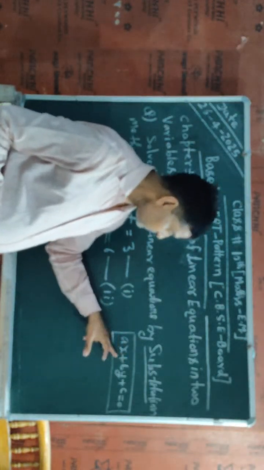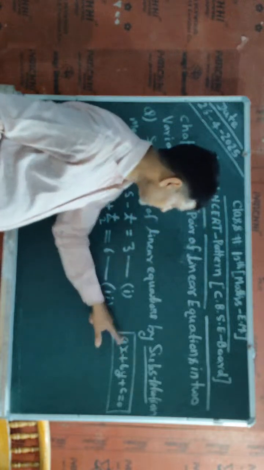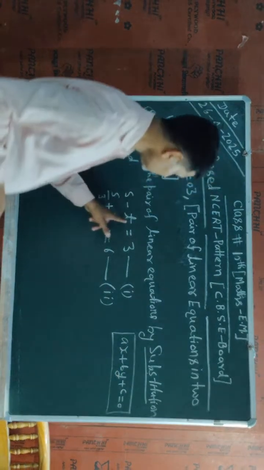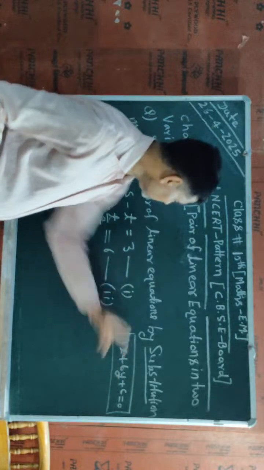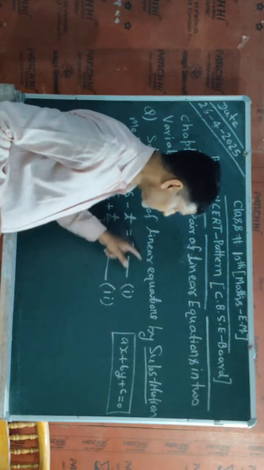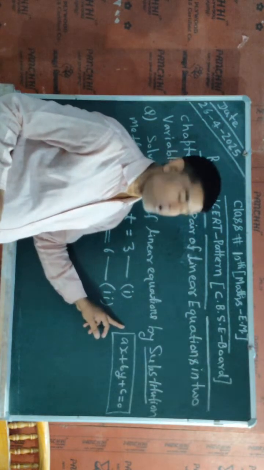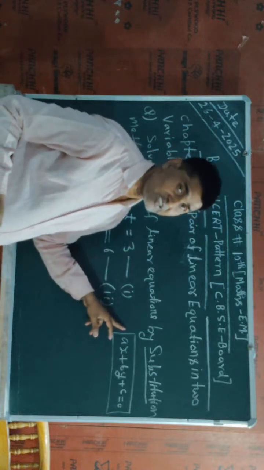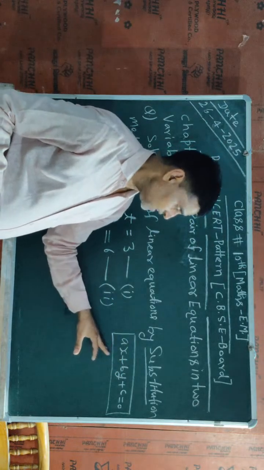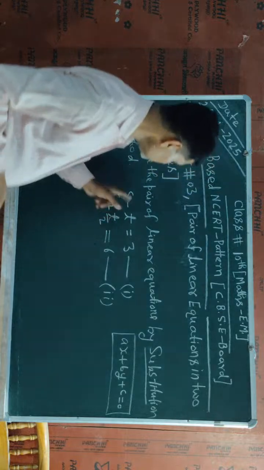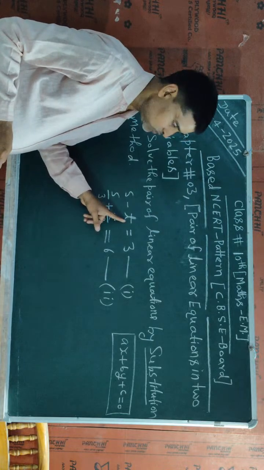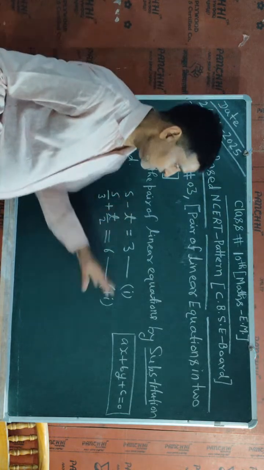From this equation, in the place of x here, s is written, and in the place of y here, t is written, and in the place of c here, 3 is written. So I will convert this equation into this form, because this is the standard form. Then we will apply the formula of the substitution method for getting the value of x and y. But here, available in the place of x is s, and in the place of y is t. Okay, student, only the name has been changed in the given question.